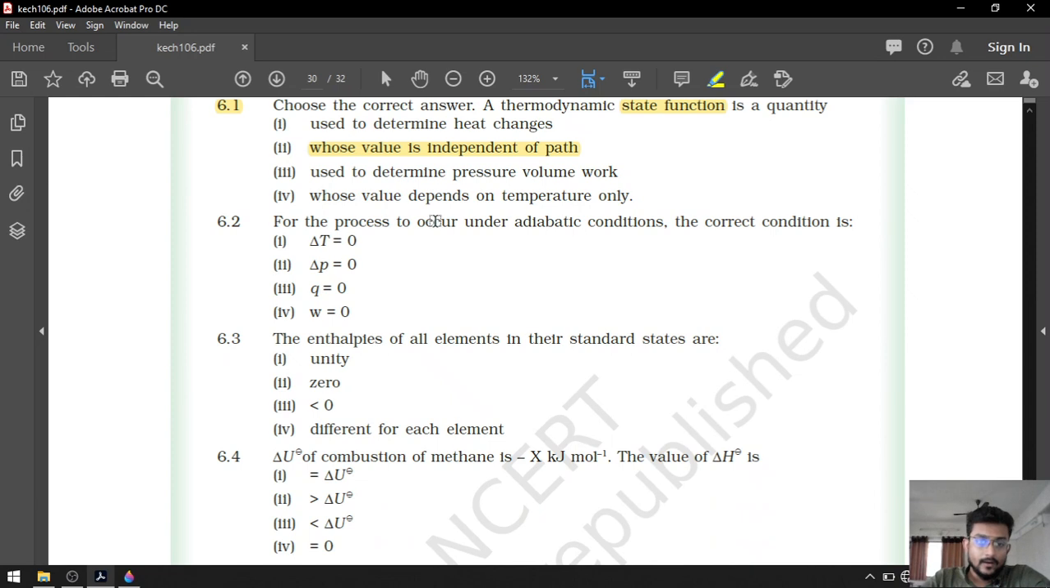After that, for adiabatic condition, which is the correct condition? Q will be equal to 0, W will not be equal to 0, and delta U will be equal to W. Look at this. Temperature no, pressure no, Q yes. Q equal to 0 and W is not equal to 0. So delta U will be equal to W for the adiabatic process. Okay, so Q equal to 0 will be the right answer.